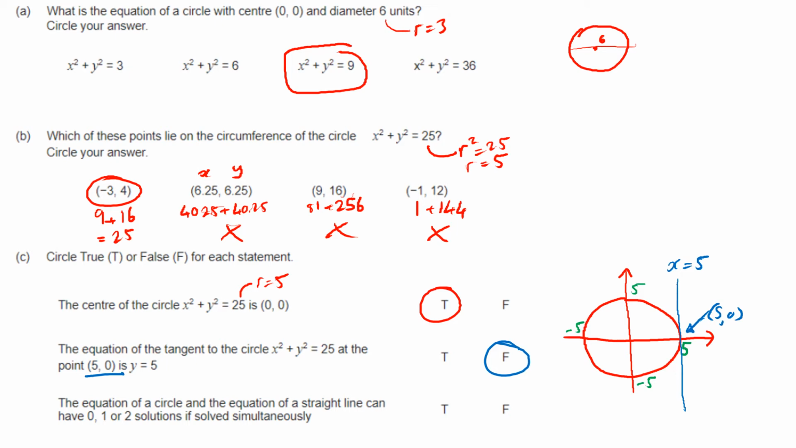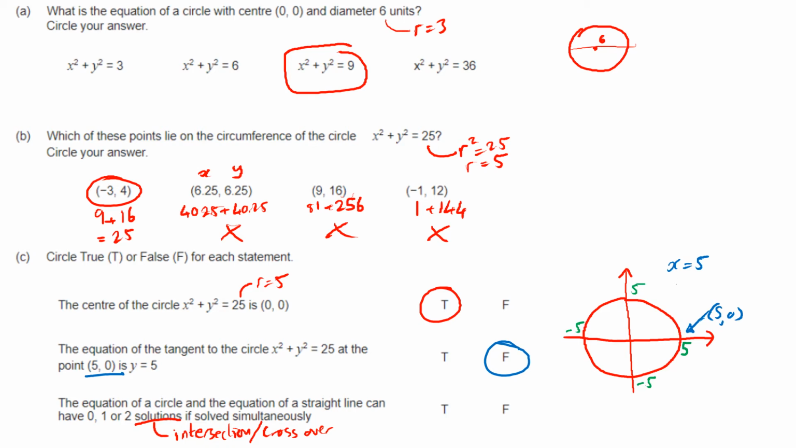Lastly, the equation of a circle and the equation of a straight line can have 0, 1 or 2 solutions if solved simultaneously. Now, graphically, solutions is basically the same as intersections. So if we say that they have 2 solutions, we mean they can intersect or cross over each other twice. So basically we have to think, is that possible?